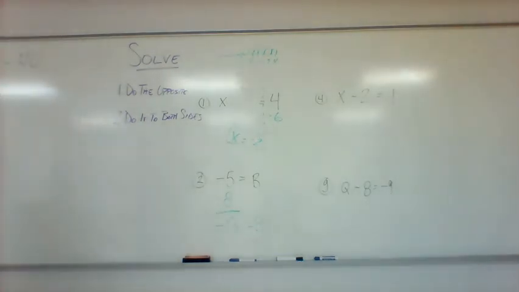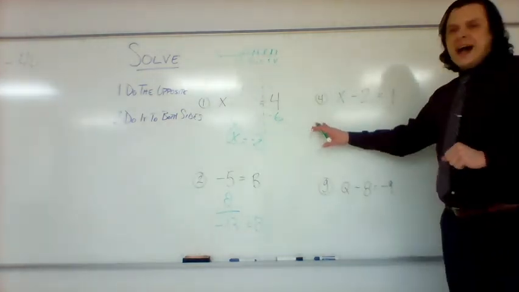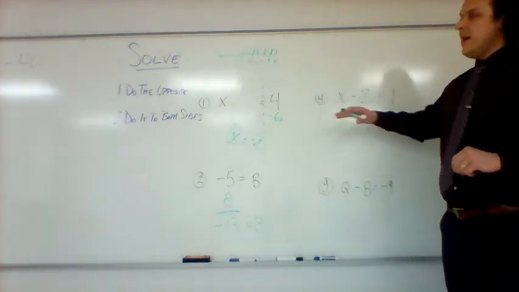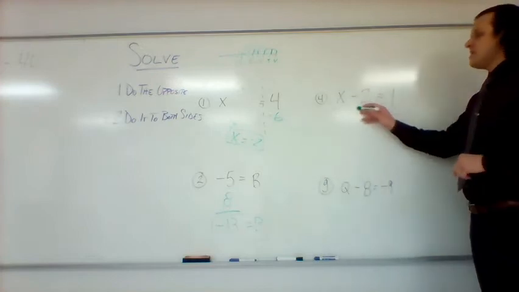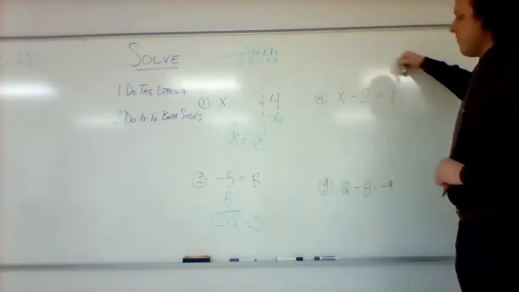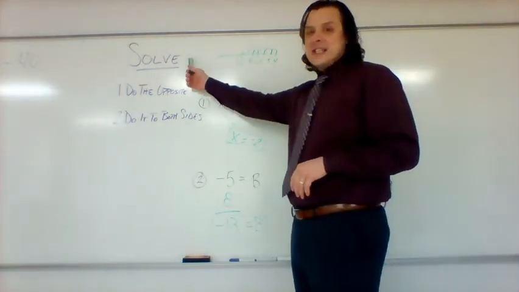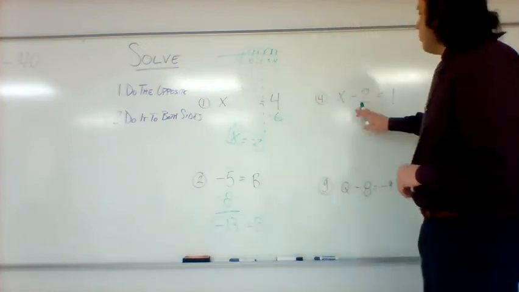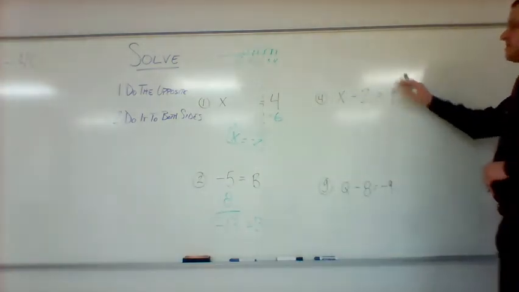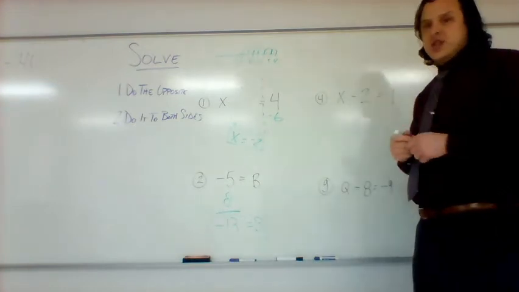Okay, so let's try problem 4, which is in the top right corner. Reminder that we are doing the opposite first. So I see a -2 here. We were trying to get stuff away from the x, because solving means to get the x by itself. So I'm going to try to move this -2 over here. So what's the opposite of -2? It should be +2.